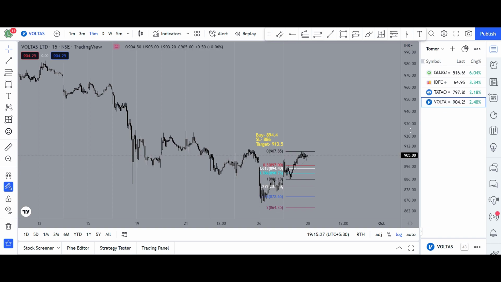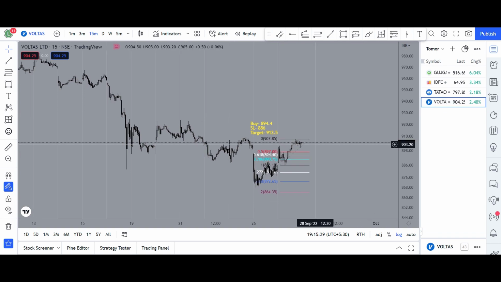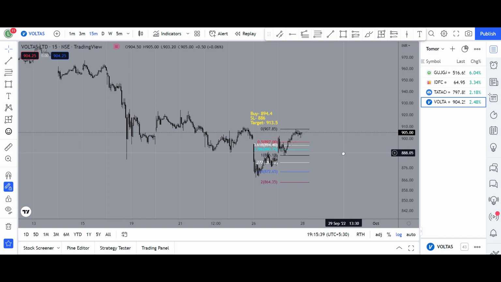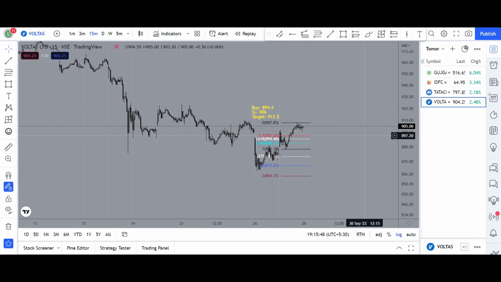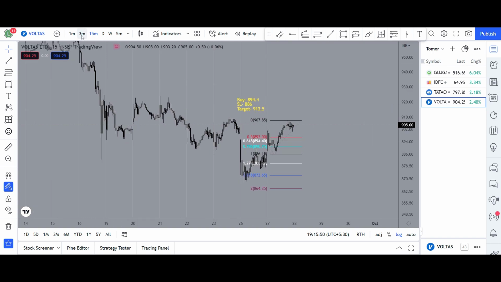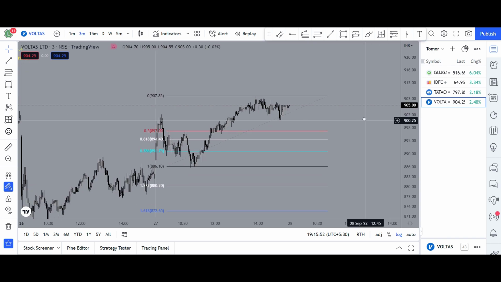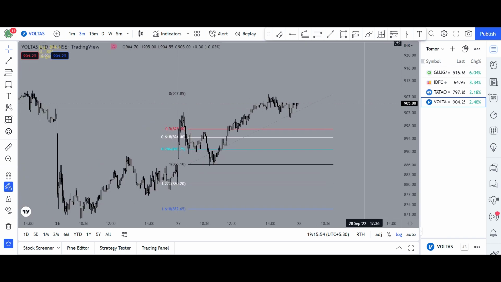Next one in this list is Voltas. Voltas also was up today around 2.5%. So if it gives a retracement around 894.4, you can look to open a long position with an SL of 886 and a target of 913.5. Before opening any trade, my suggestion is that you must drill down to a lower time frame.